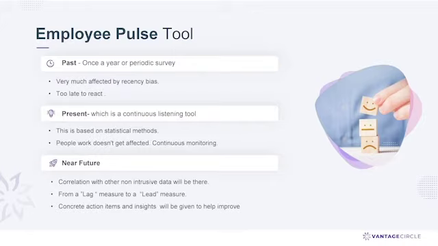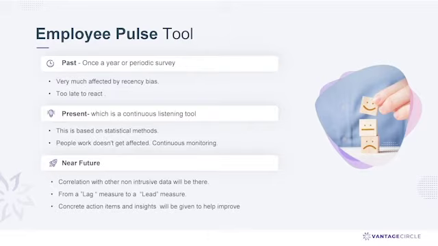What you can see in the near future is that there will be a correlation with non-intrusive data. For example, data from the HRMS system, performance management, all those things will correlate with employee engagement tools in future, in the employee pulse survey tool. And we also see that in future, instead of lag, there will be lead. There will be things like machine learning which will tell you what is going to happen rather than what is happening right now.